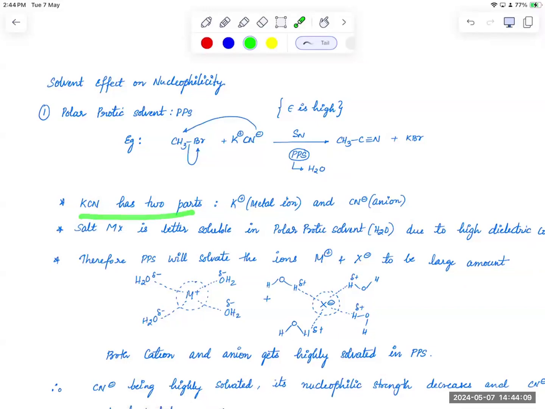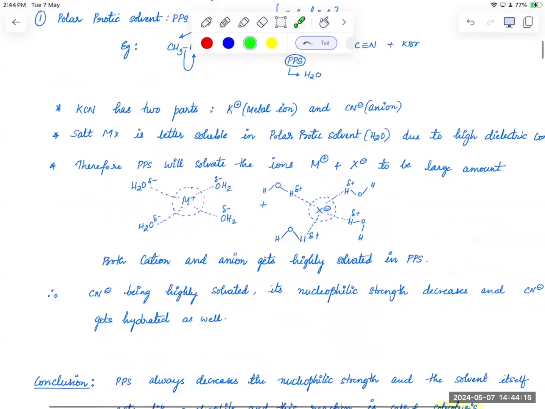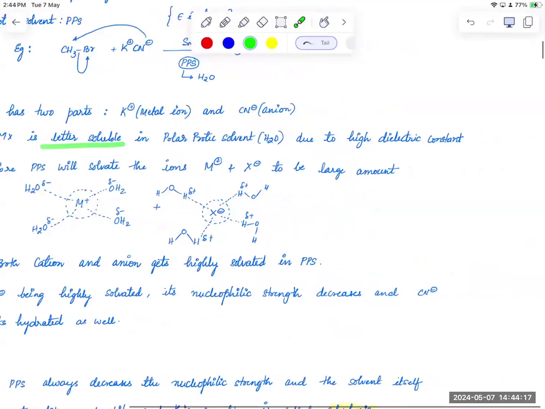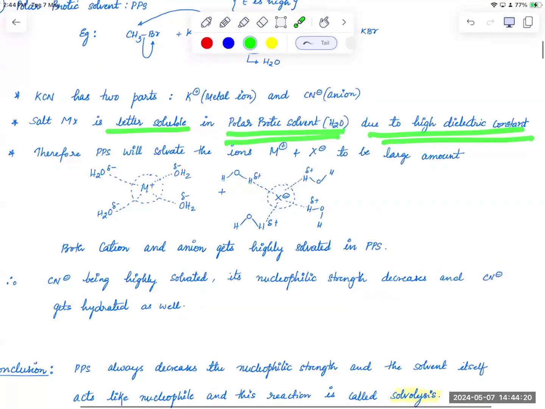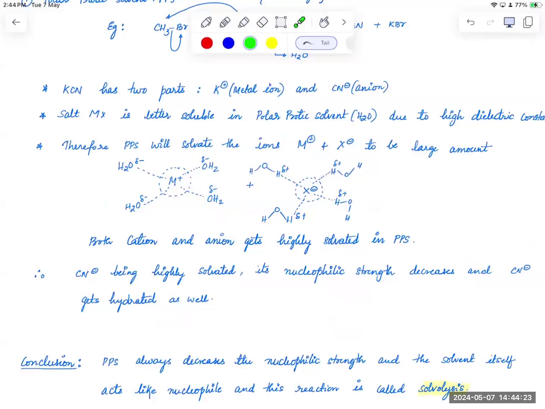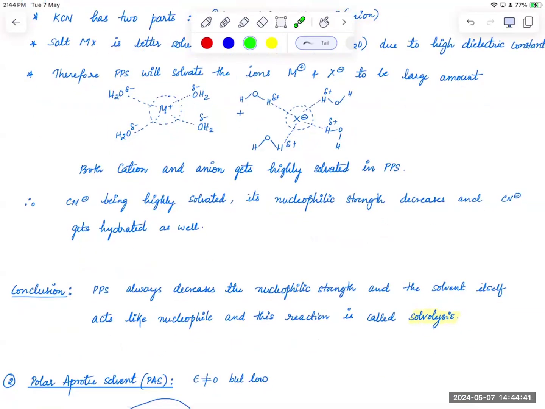Now KCN has two parts here, K plus metal and CN minus anion. The salt MX is better soluble in polar protic solvent due to high dielectric constant. So you will see PPS will solvate the ions M plus and X minus to be formed in a large amount. X minus will get surrounded by water molecules, and M plus will also get surrounded by water molecules. So both cations and anions get highly solvated in polar protic solvent. So CN minus being highly solvated, its nucleophilic strength decreases and CN gets hydrated as well.